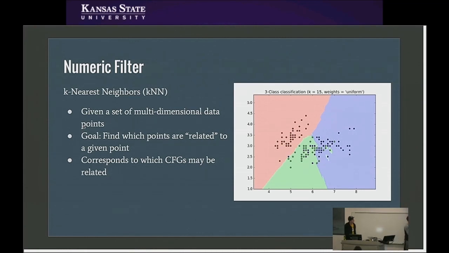This is just an image taken off Wikipedia to give you an idea. So the goal is to find what points are related. If we are given a point like this one, we can ask which other points are related to it, and we can have a list of potential points. Here we're going to be worried about which CFGs are related between the vulnerable functions and the one that we're looking at, or the ones that we're checking.